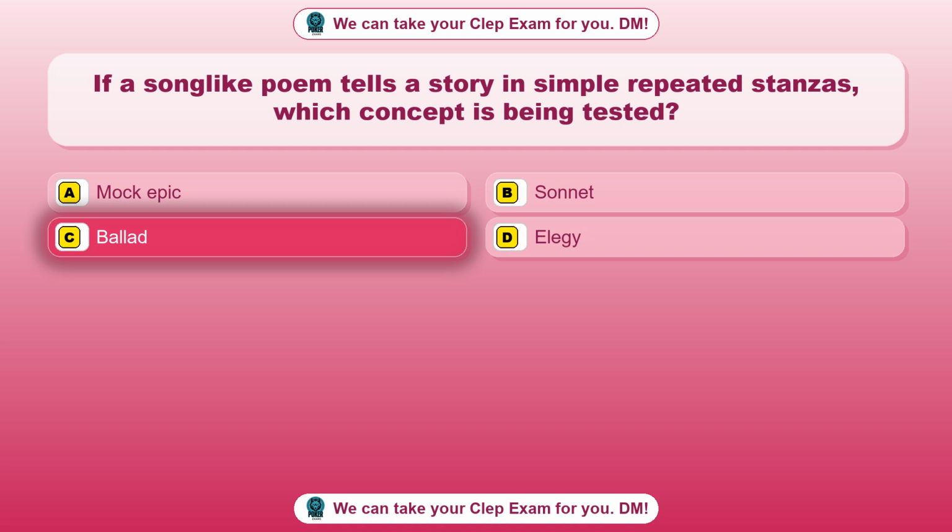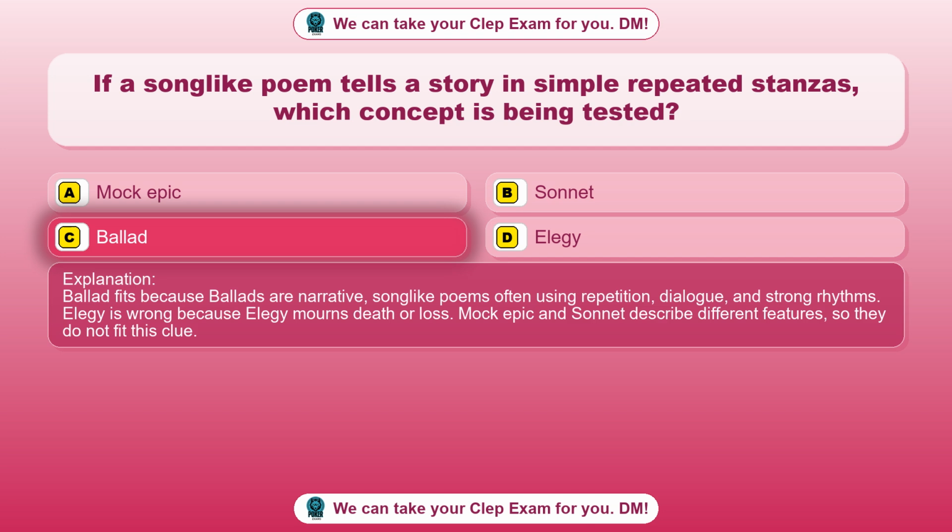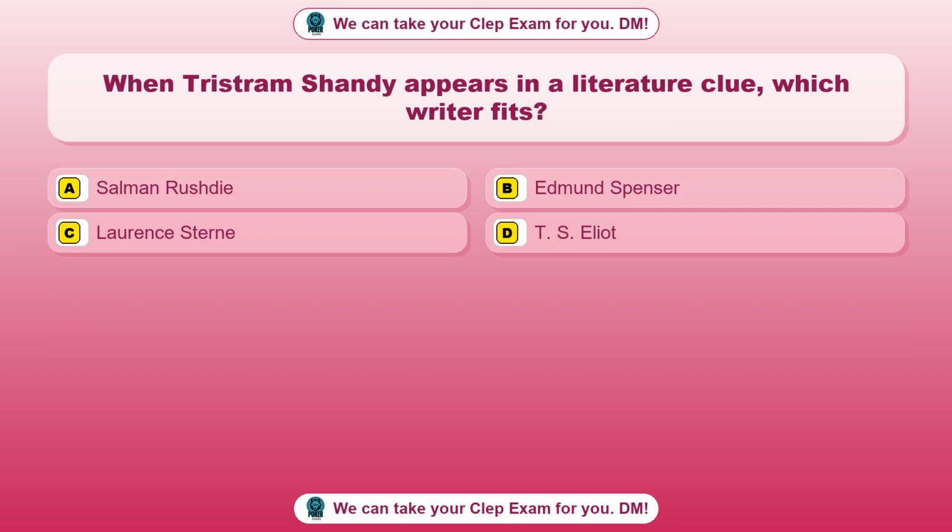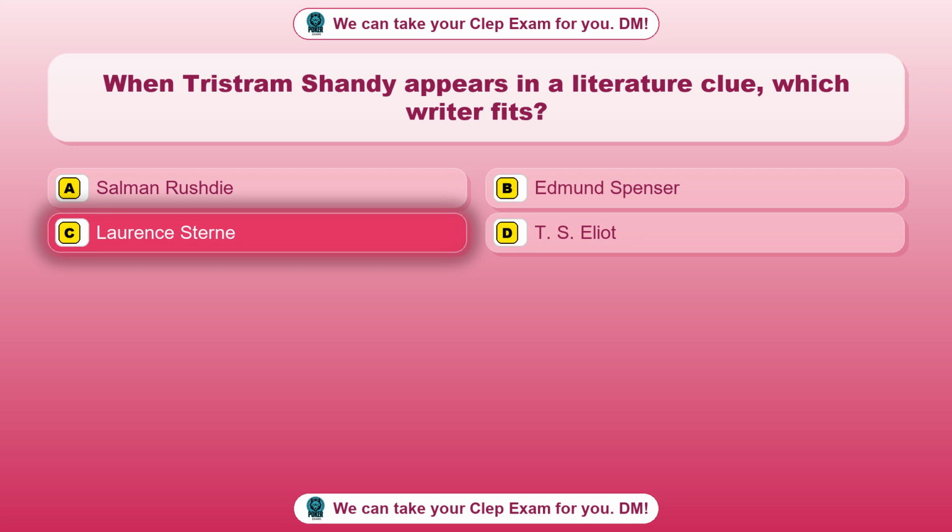Ballad. Ballad fits because ballads are narrative, song-like poems often using repetition, dialogue, and strong rhythms. Elegy is wrong because elegy mourns death or loss. Mock epic and sonnet describe different features, so they do not fit this clue. Question 57. When Tristram Shandy appears in a literature clue, which writer fits? Option A. Salman Rushdie. Option B. Edmund Spenser. Option C. Laurence Sterne. Option D. T.S. Eliot. The correct answer is option C.